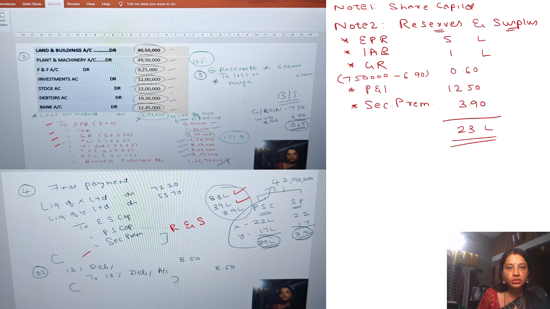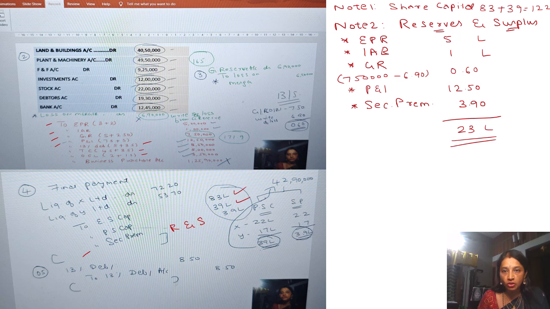So note 1 has both equity share capital and preference share capital, 83 plus 39 lakhs, which is 122. So your reserves and surplus is 23 lakhs. And then you take the 13% debentures under long-term borrowings, trade creditors under trade payables, other current liabilities under other current liabilities, and you take all the contents of the balance sheet on the liability side. So the liabilities side of the balance sheet is over.